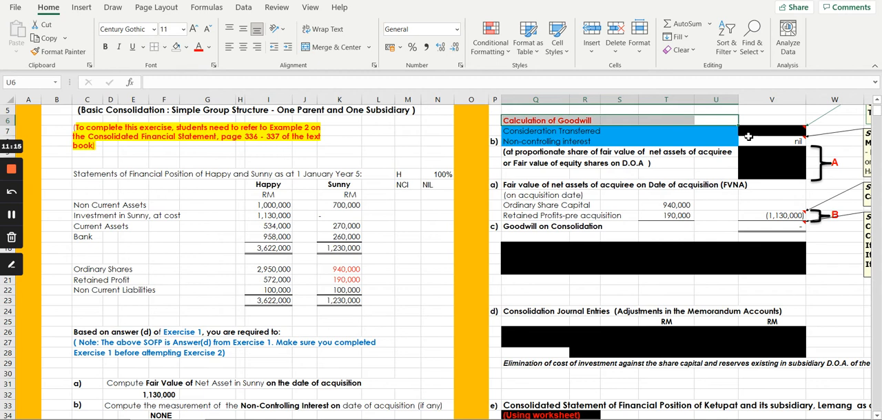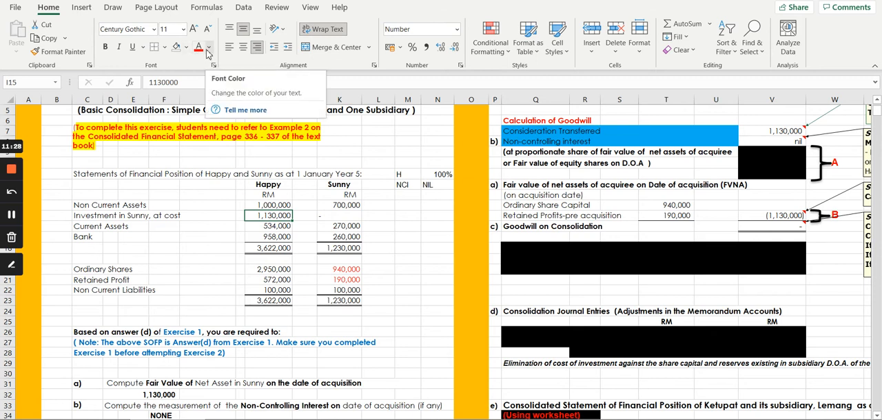So to calculate the goodwill, you need to find the consideration transferred. The consideration transfer has already been finalized, which is, this is the one. This is your consideration transfer from your previous recording that you have done. That is the consideration transfer. The 130,000. We'll take a different color. Okay, 130,000.